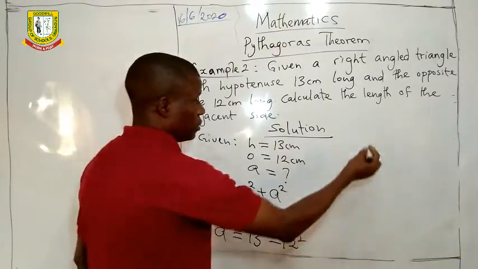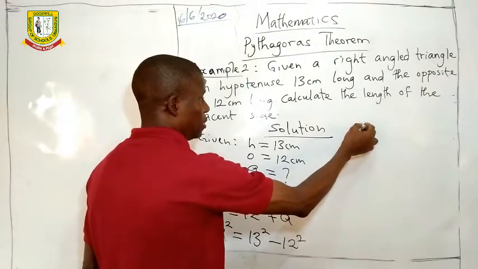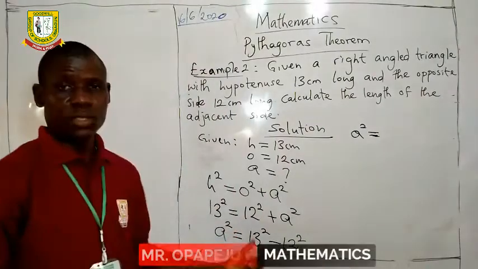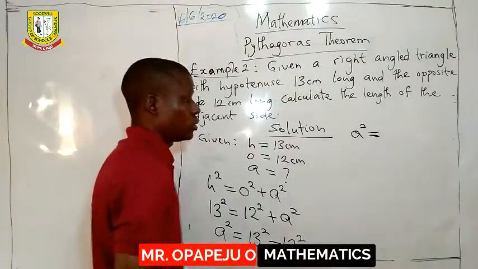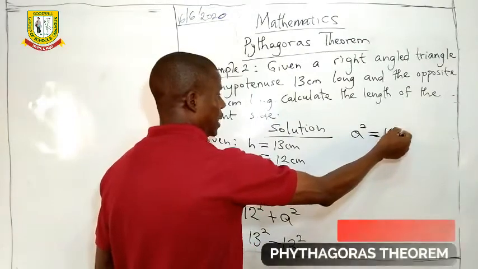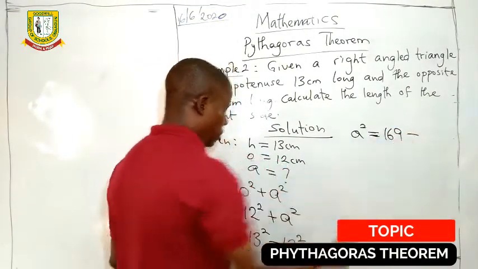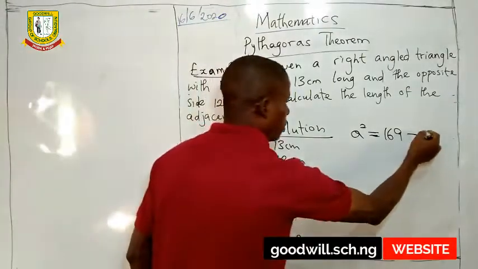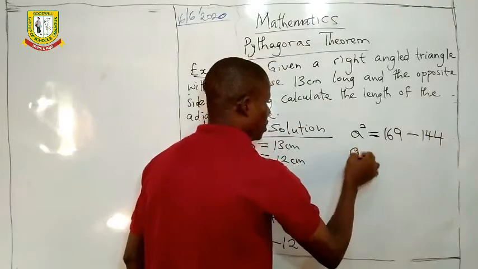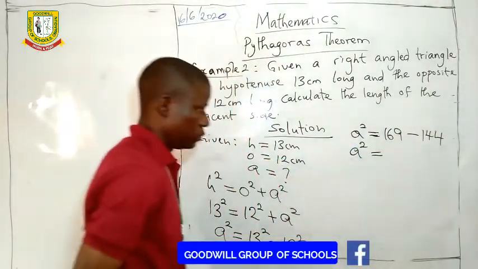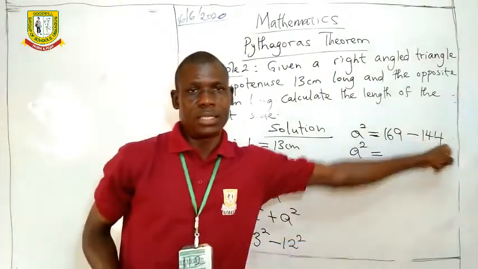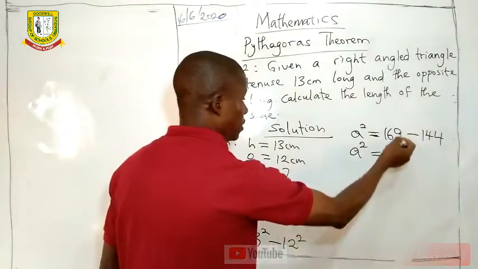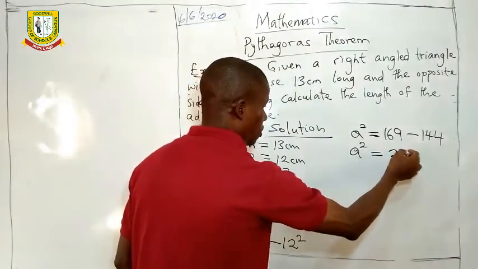So from here we have our adjacent squared is equal to 13 squared, that's 13 times 13, and that gives us 169, minus 12 times 12, that is 144. So this gives us our adjacent square is equal to 169 minus 144, and that should give us what? I guess you are right, that should give us 25.